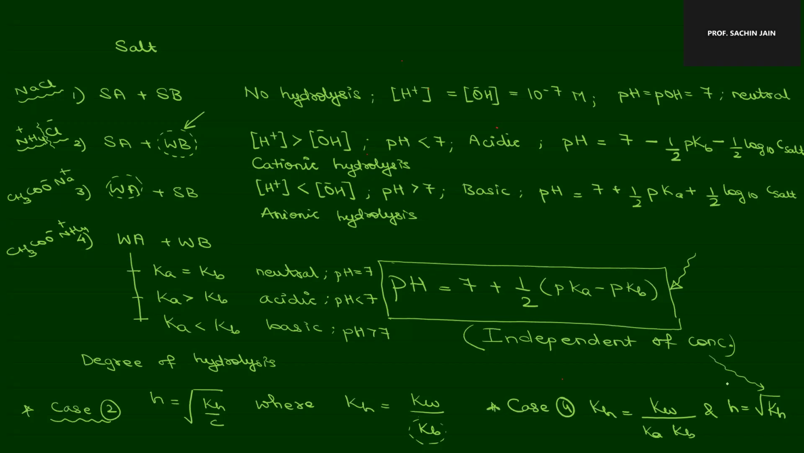Understood? Yes. But it's Kw into C, no? No, it's just Kw by Kb. It's independent of concentration. Where? At the end, for Kh. Yes, so for Kh the C term comes for cases 2 and 3, but in case 4 the C term does not come because the concentration... No sir, not for case 4. For case 2 only, the value of Kh will be Kw into C by Kb. No, it's just Kw by Kb. Okay, sir.